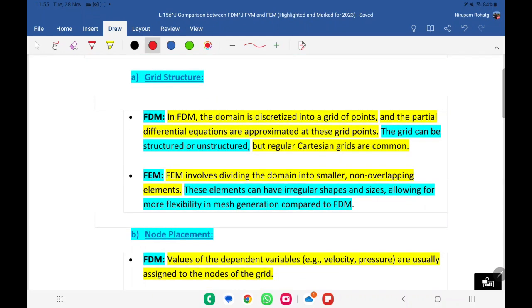When you talk about grid structures, we have already talked about this: in FDM, grids can be both structured and unstructured, but regular Cartesian grids are common. FDM is not a technique where you cannot go for unstructured grids, right? But Cartesian coordinates and structured grids are always better. But in FVM, you have irregular shape and size, we already know that we can have any type of unstructured grid, meaning you can have any shape you want.